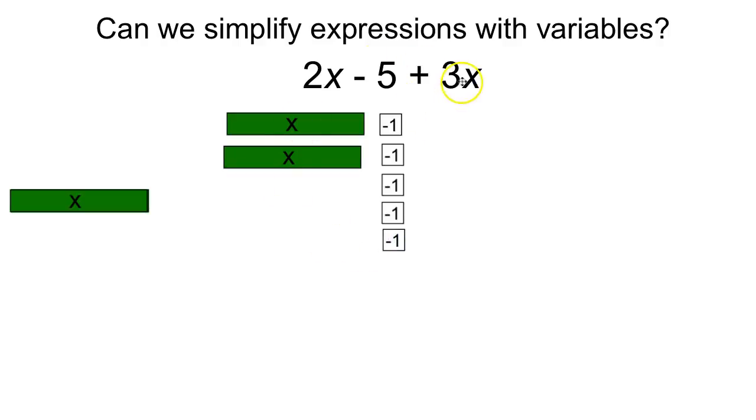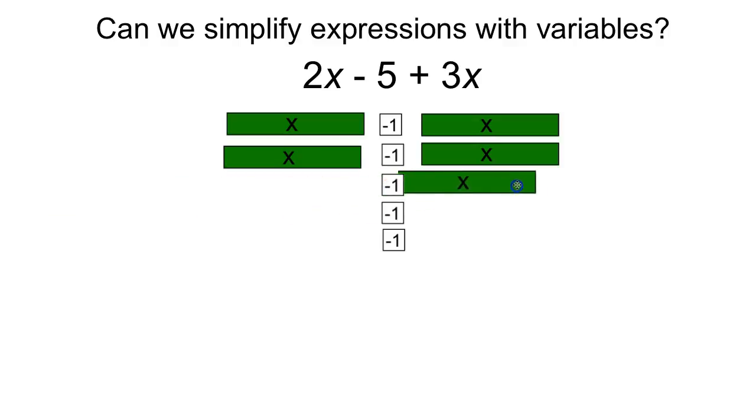And then we have plus 3x. So I'll take 3 more of these x's and move them over there. 1, 2, 3. So this is a visual representation of this expression. So we have 2x, right? You can see the numbers in the variable and in the picture. Minus 5, you can see in the number in the picture right there. And then plus 3x.